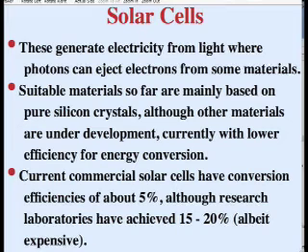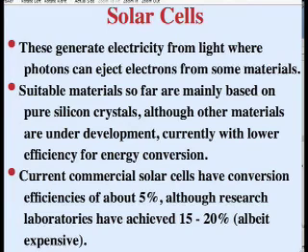However, these usually have lower efficiency. Current commercial solar cells have conversion efficiencies of about 5% of the sun's energy being converted into electricity. But in principle, one could do much better, and in the laboratory, people have achieved 15 to 20%. However, it's very expensive to do this now, but the promise is that it will be done more cheaply in the future.